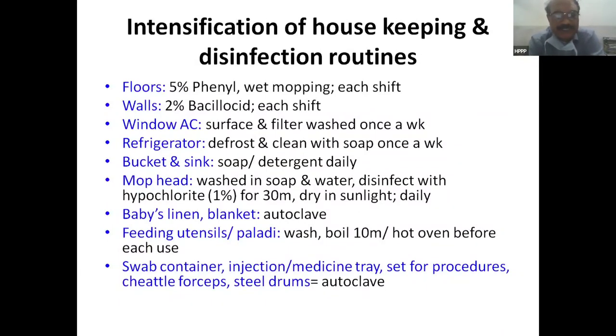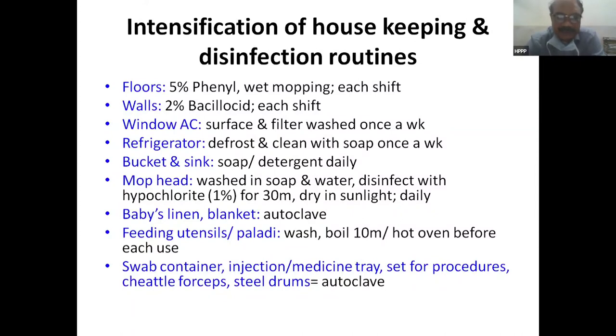Mop head, again, I am emphasizing that mop head, it must be washed in soap and water and disinfected with hypochlorite, chlorine containing solutions, because this is one of the very potential regions for Clostridium growth, Clostridium difficile, the mop. If you're not taking care of mopping, especially the floor, cleaning off the corners, you might land up in a Clostridium difficile outbreak. So this is a very important part.